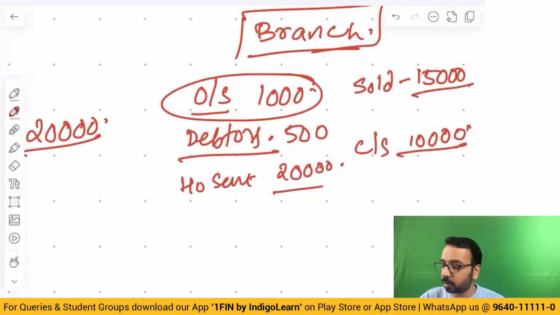They sold something for 15,000, closing stock is 10,000. Now, how much is branch profit? Let us first calculate independently.